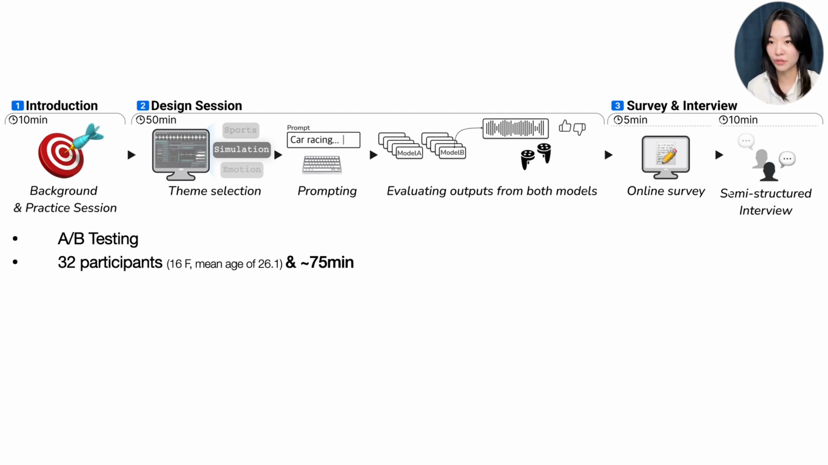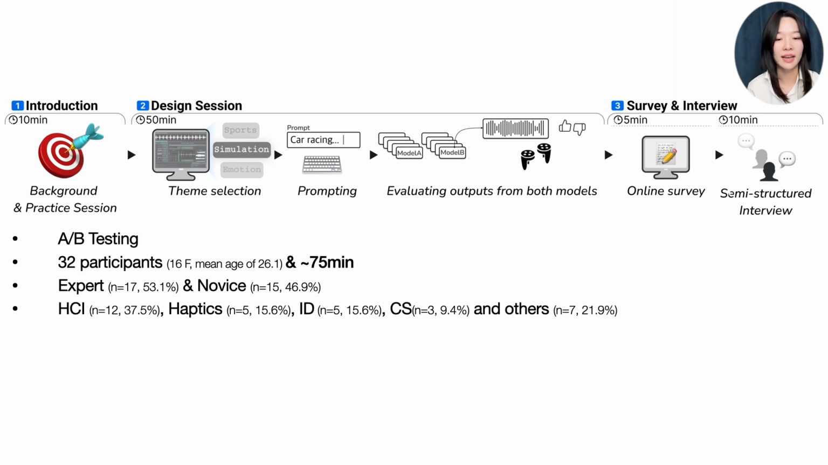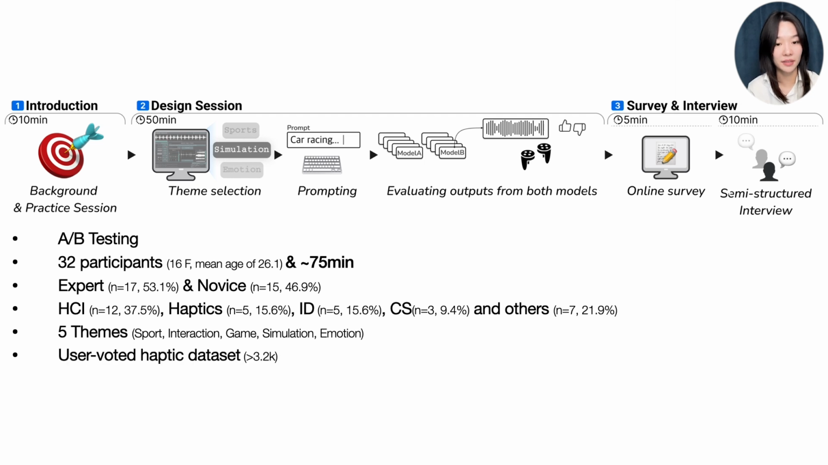In total, 32 participants joined, spending around 75 minutes each in the session, and they were evenly split between experts and novices, including diverse backgrounds to ensure a broad perspective. And then we had a total of 5 different themes for creating and evaluating signals. Their ratings and feedback also created a user-voted dataset as well, containing over 3,200 viable tactile signals.